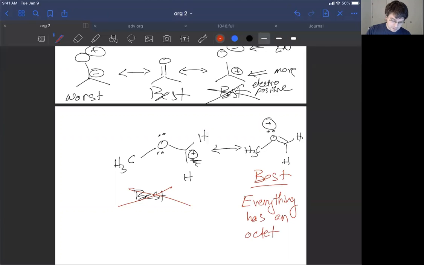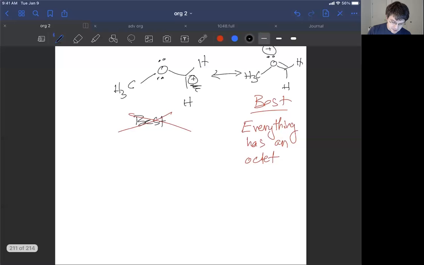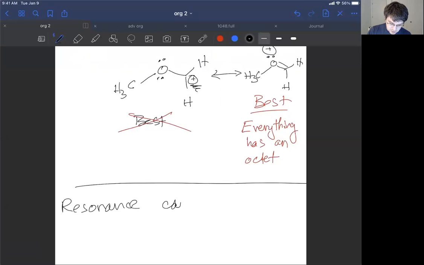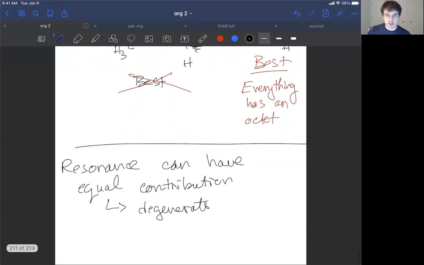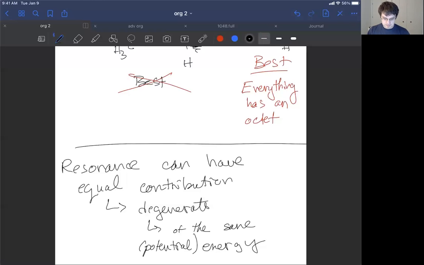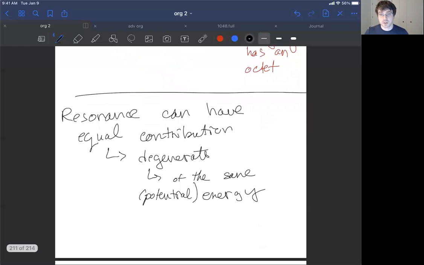Before my pencil runs out of batteries, I just want to emphasize again that resonance structures can have equal contribution. And we would say they are degenerate, or of the same energy. And the energy that we're talking about here is potential energy. So I'm just going to go ahead and write that in. So resonance structures can have equal contribution.